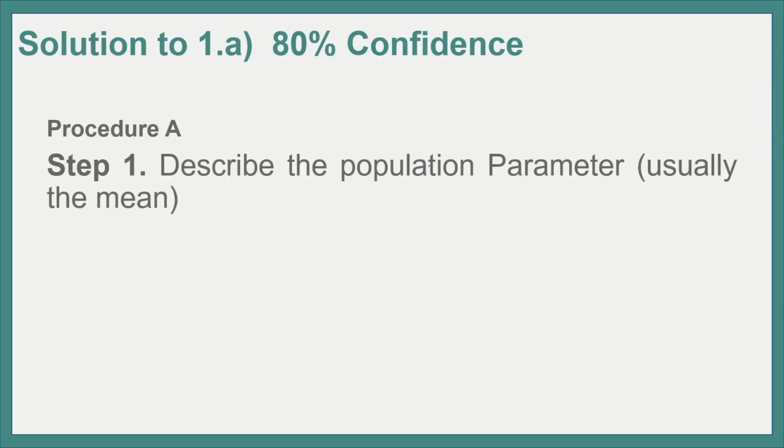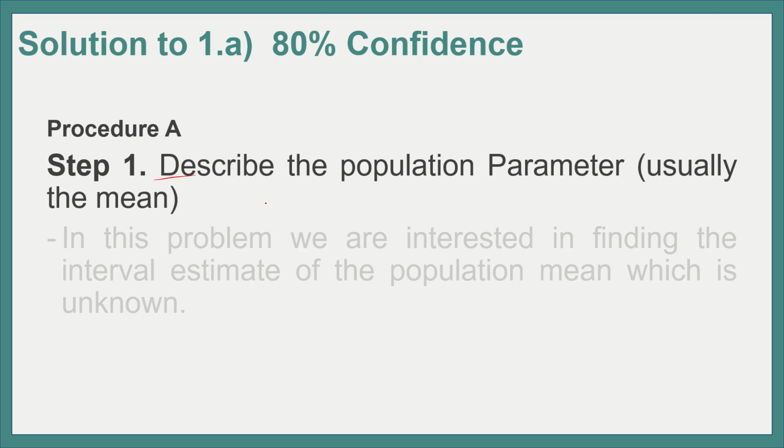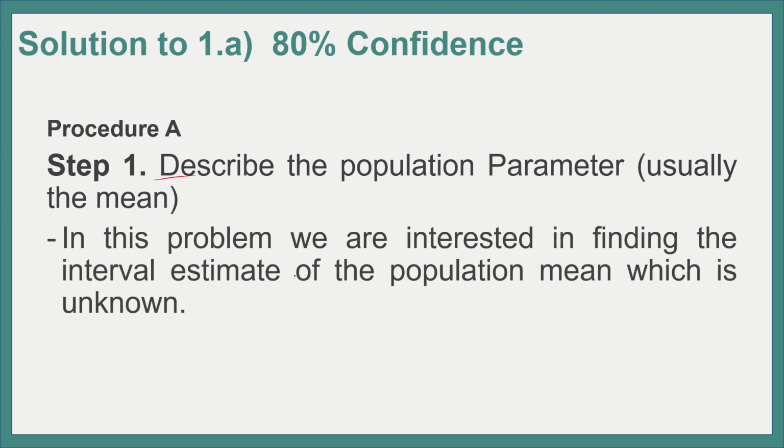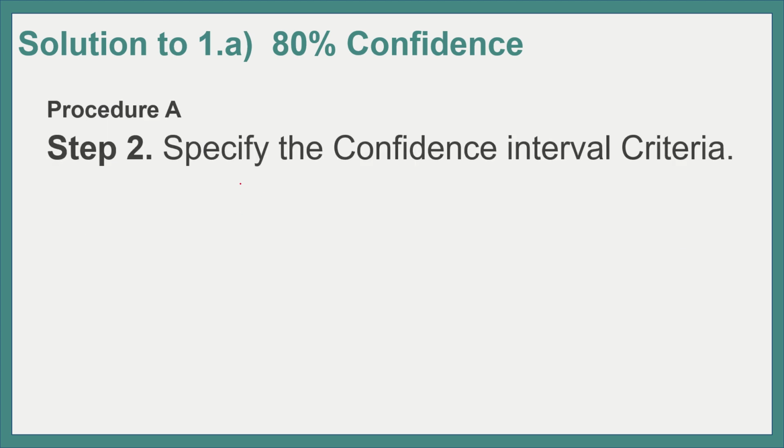So for letter A, step number 1, we need to describe the population parameter. What we want to find here is the interval estimate of our population mean, because the population mean is usually unknown in real settings. Step number 2 is to specify the confidence interval criteria.